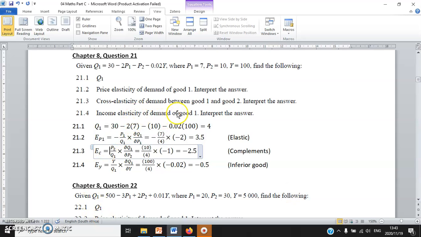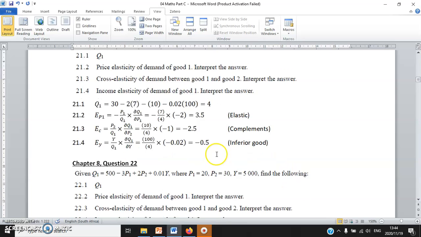The last one, income elasticity of demand of good one. This is the equation: equals y, 100, divided by Q1, 4, times dQ1 over dy. You already know the answers here. First order partial derivative, so minus 0.02. Then your answer is minus 0.5. So it is an inferior good, meaning when income increases, the quantity demanded of good one somehow drops. Inferior good. Okay.